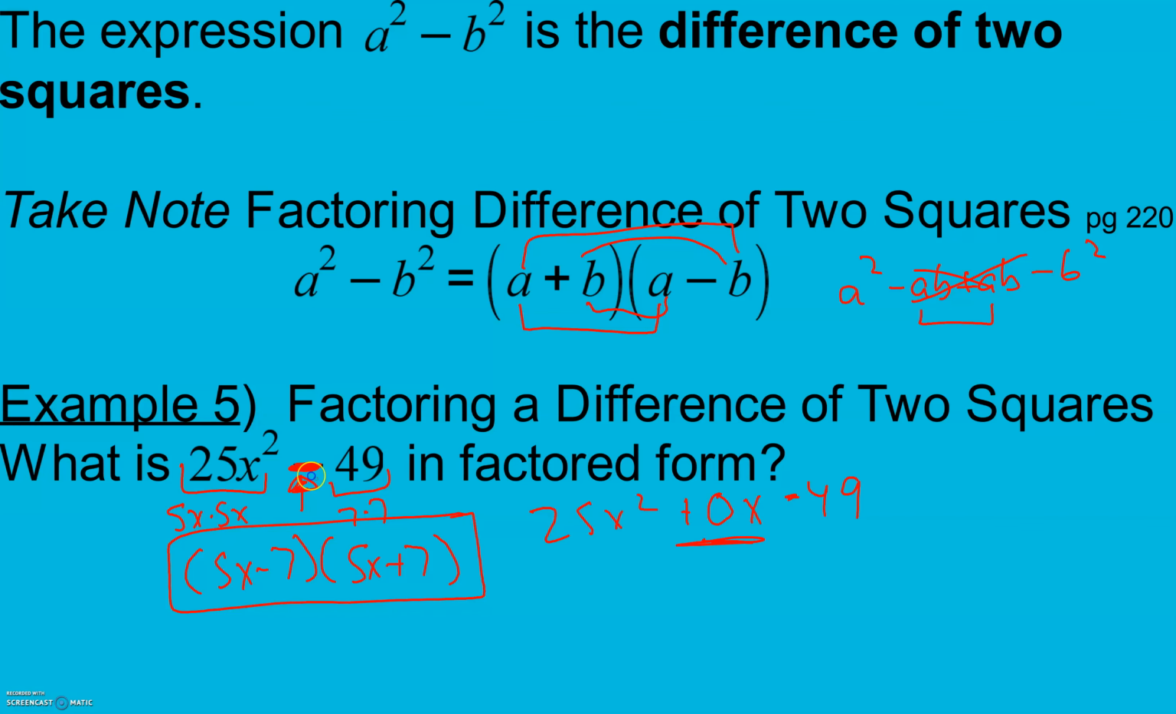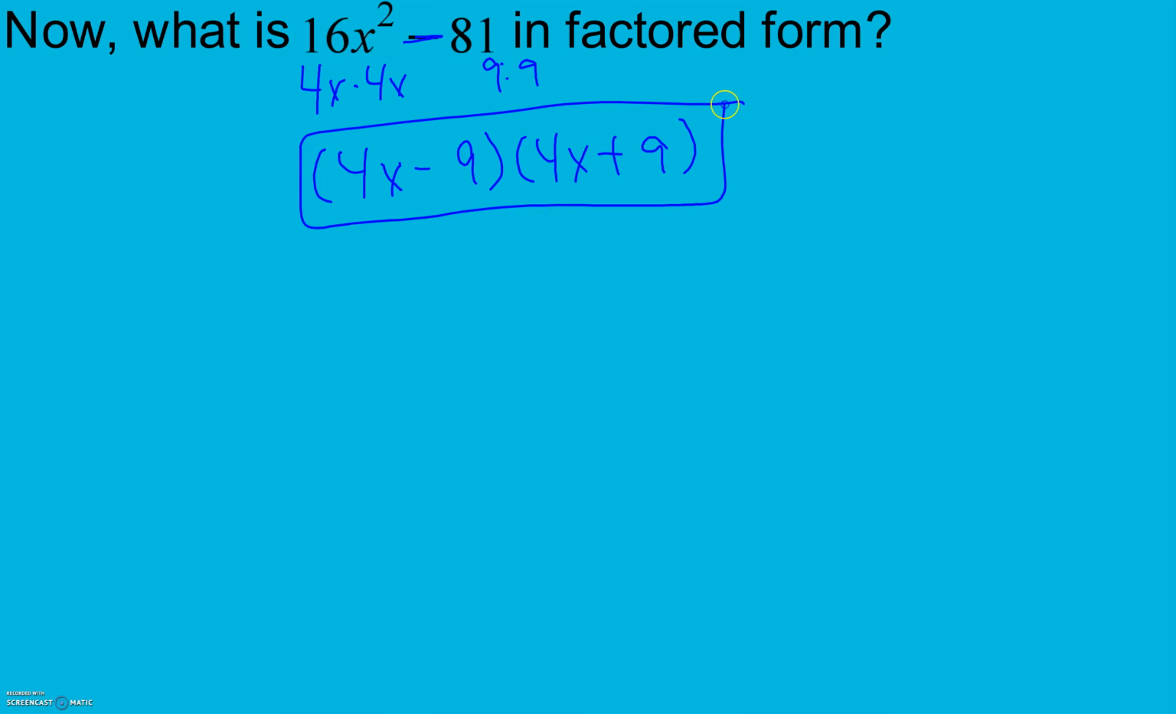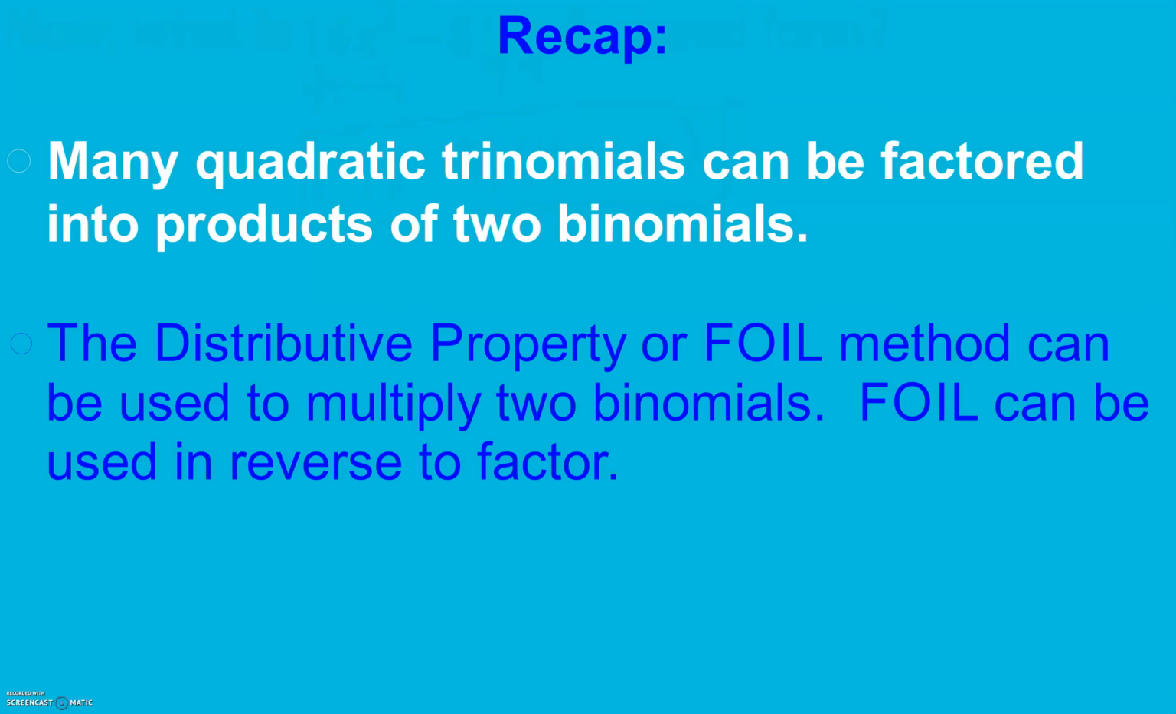We're subtracting them, finding the difference, so my signs between them have to be different. Same idea here. I have two perfect squares that are being subtracted. I'm finding the difference. So my signs between them will be different, and that's my factored form. And it checks by multiplying back. And here's our quick recap.